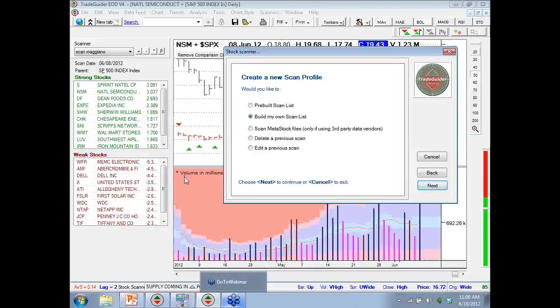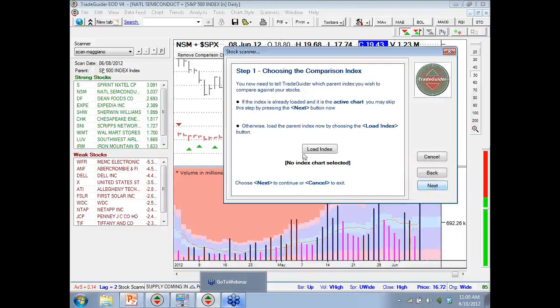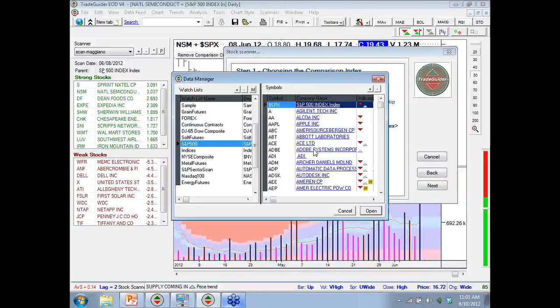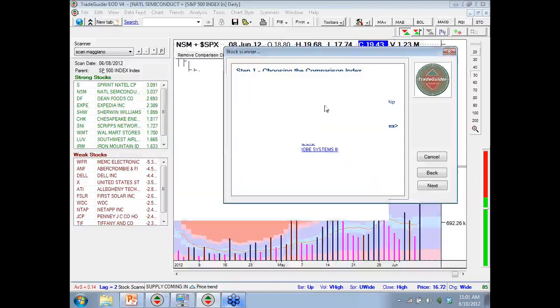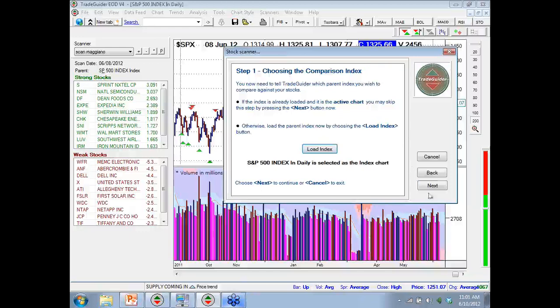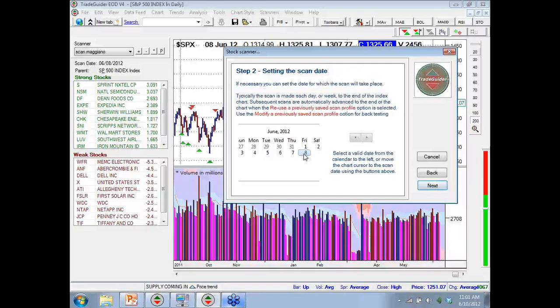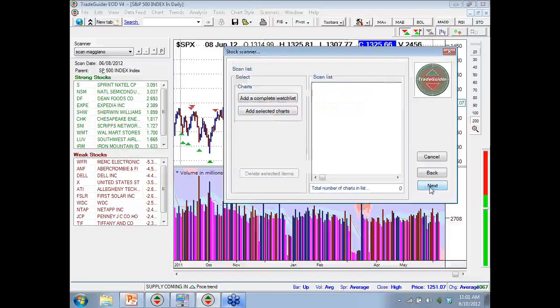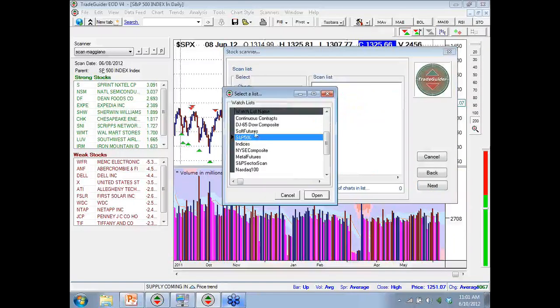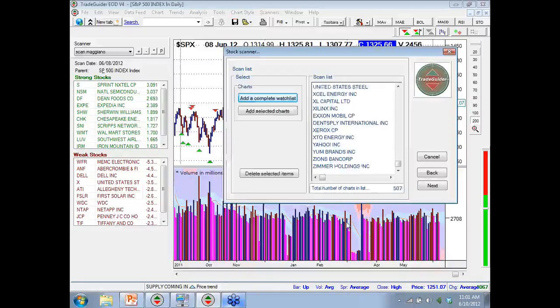I'm using Reuters data feed here, and I'm going to load my parent index. Now I can load any index. It could be Malaysian, Indian, Australian, doesn't matter where it is, London. I'll load the S&P for now because I've been trading some stocks in here. And then we're going to click on next. We've got the data that I downloaded, so that's current. We click on next, and we're going to add a watch list, which is of course the S&P. It's going to load all the stocks.